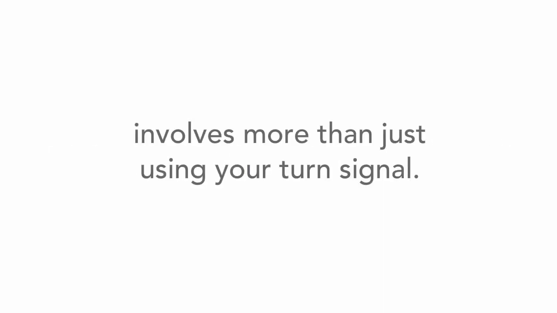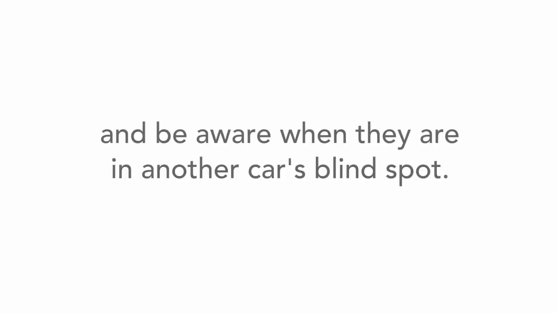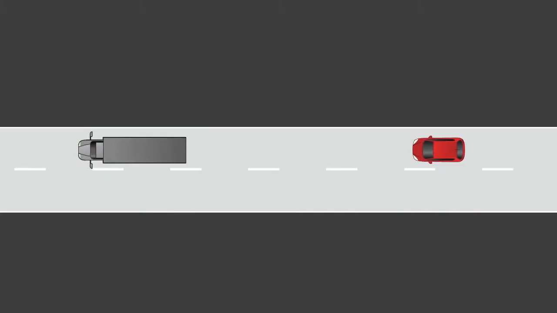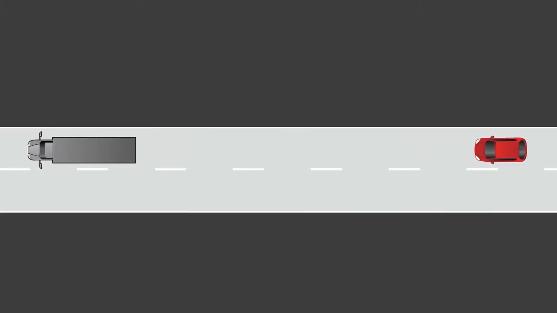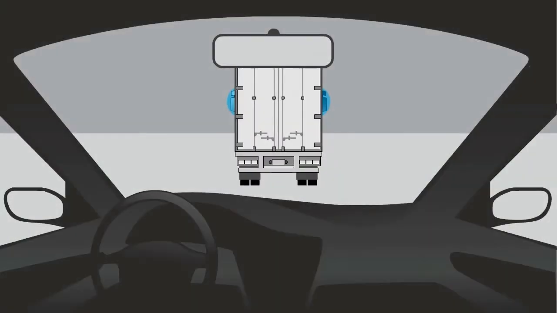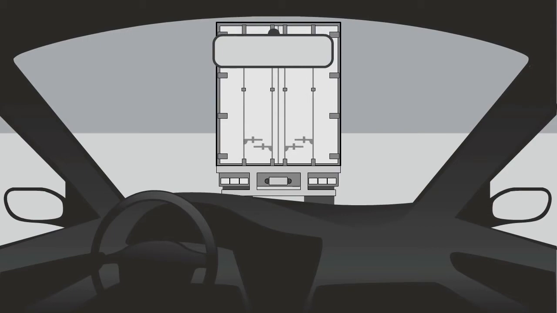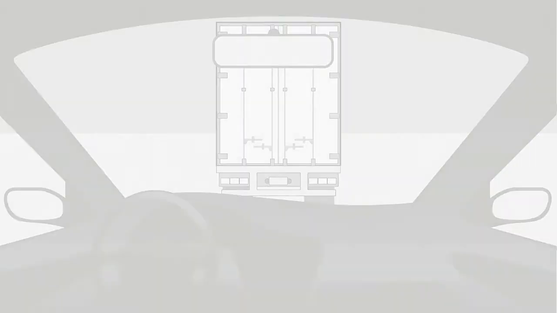On a highway, making yourself visible involves more than just using your turn signal. Drivers need to position themselves so other cars can see them and be aware when they are in another car's blind spot. Also, instruct your teen to leave extra space around trucks. Large vehicles have larger blind spots, so make sure they pass these vehicles quickly and do not drive along the side of a truck. Also, advise your new driver that if they cannot see the side mirrors of a truck or bus, the truck driver cannot see your car.